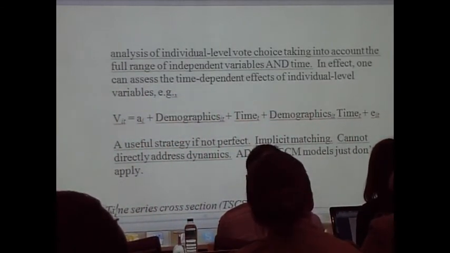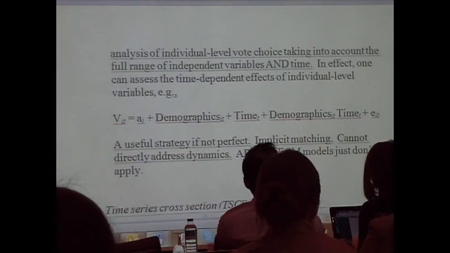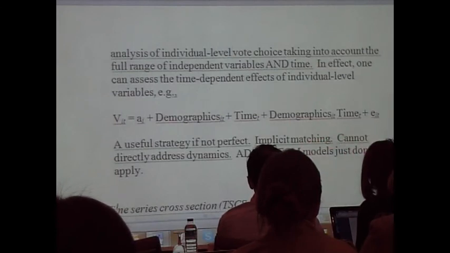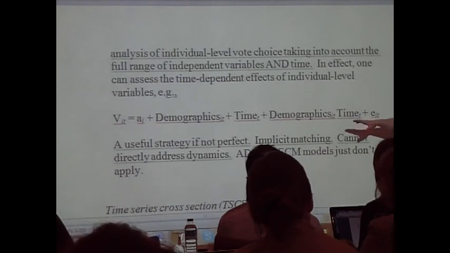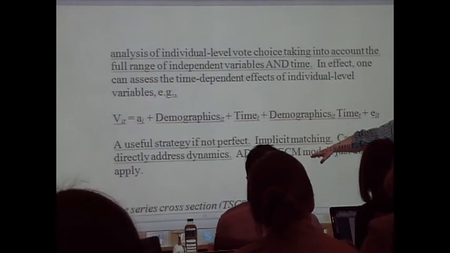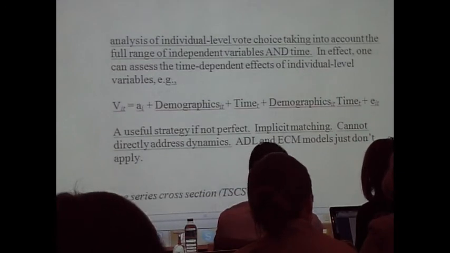Again, it's not quite time series cross-section, right? Because these are not actual panels, these are not the same people. It's a useful strategy, it's not a perfect strategy, right? It's implicit matching. You're familiar with matching, I'm sure. This is implicit matching, it's not explicit matching. So we're not trying to match the people, but we're implicitly doing that. We cannot directly address dynamics, right? You can't do an ADL or ECM. Why? Because you don't have a path. You don't have time series of individuals.